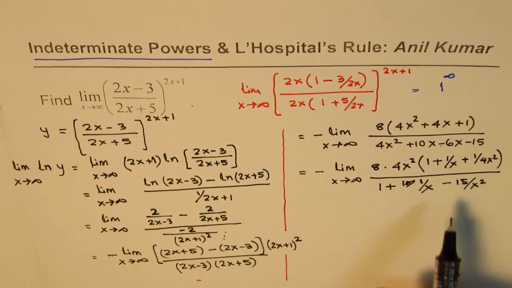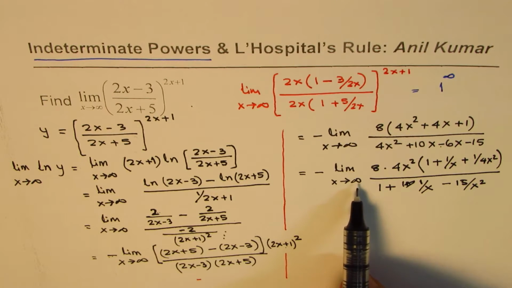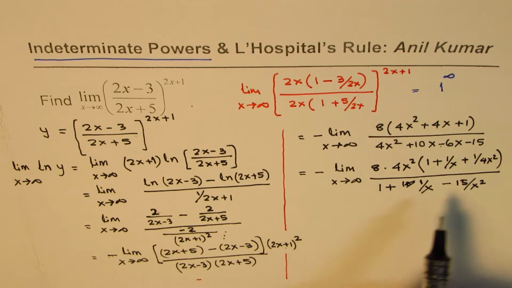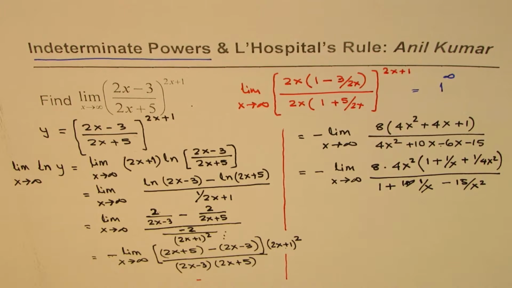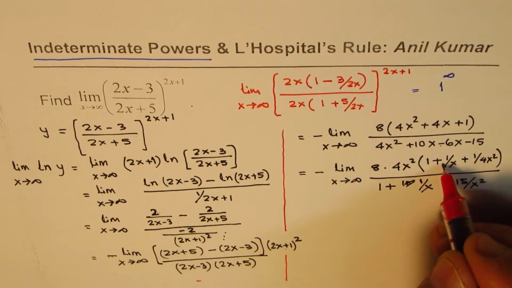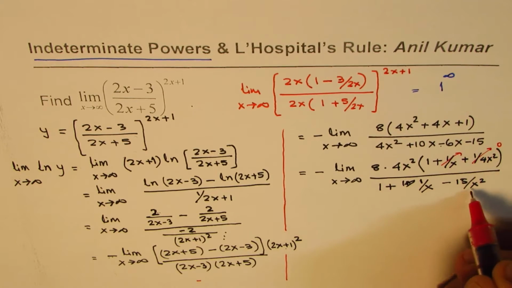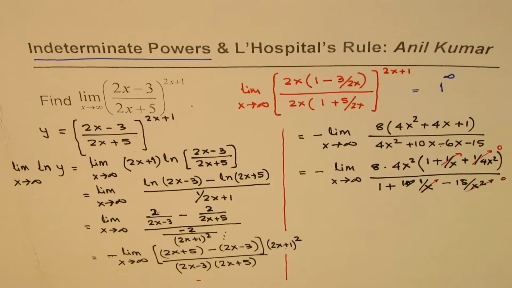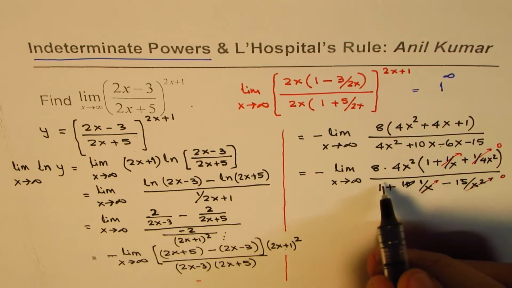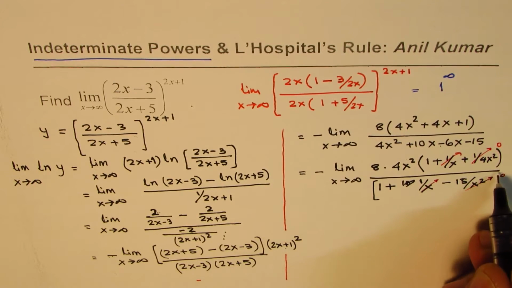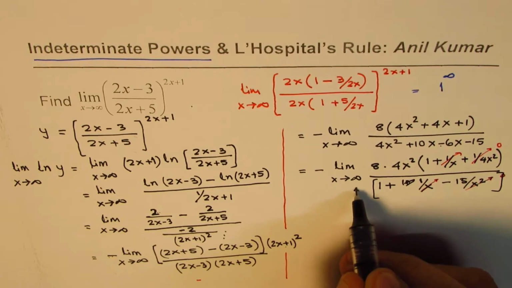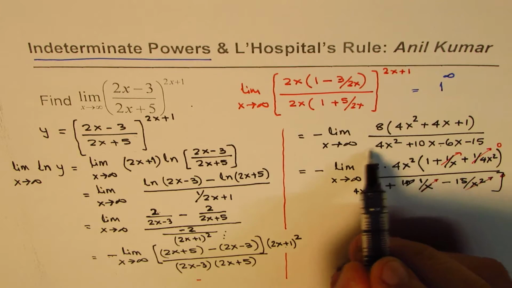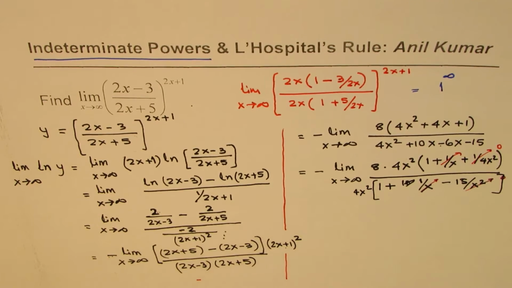Okay. Now, x approaches infinity. So when x is approaching infinity, all these terms here approach 0. Now all these approach 0. So you're left with, sorry, I have to take 4x squared common here. So we took 4x squared common, so we get 1, right?